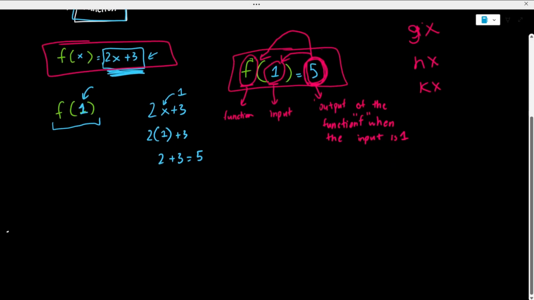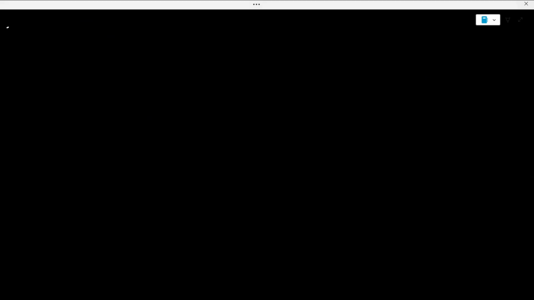Now let's talk about what can and what cannot be a function. So let's say I have something that looks like this. So I have g of x, and it looks something like this.